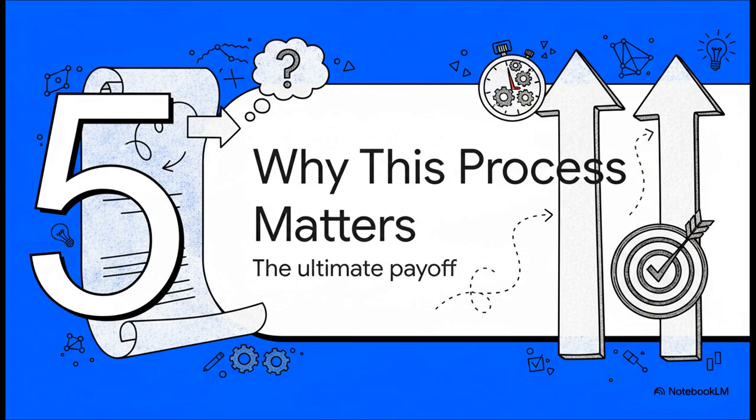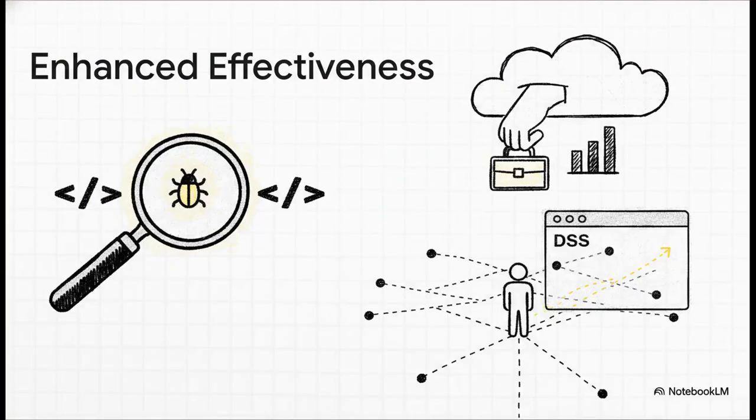What is the ultimate payoff for going through this whole specialized iterative process? Well, it really comes down to two big things: effectiveness and efficiency. First, let's talk effectiveness. A well-built DSS makes your decisions just plain better. It improves the quality of the final outcome. You can spot problems way faster, get the exact information and tools you need right when you need them, and maybe most importantly, you can analyze a much wider range of possible choices before you have to make the final call.